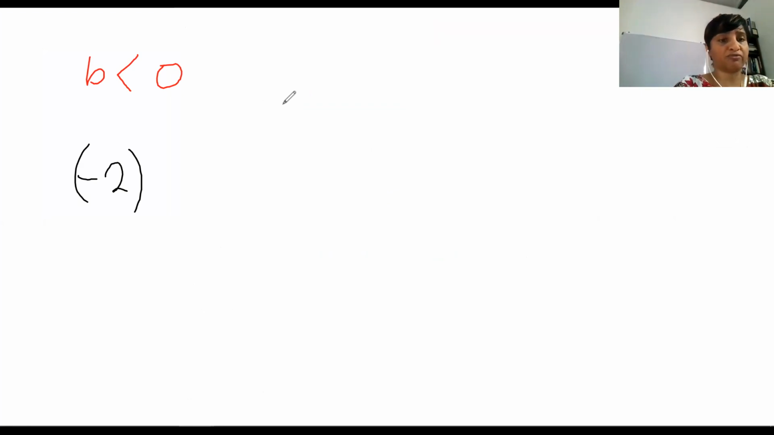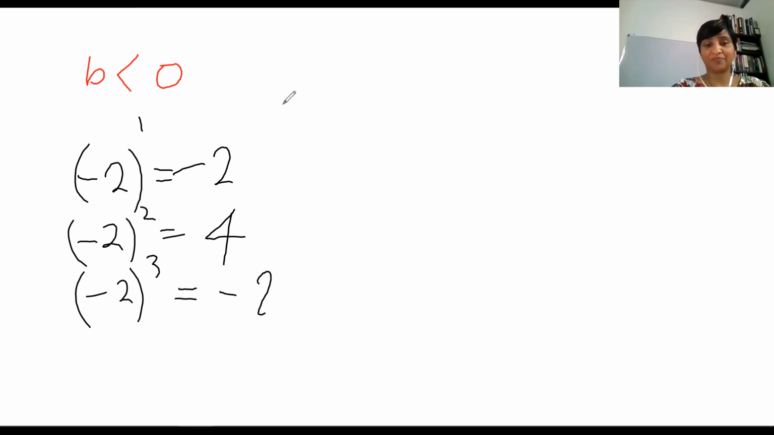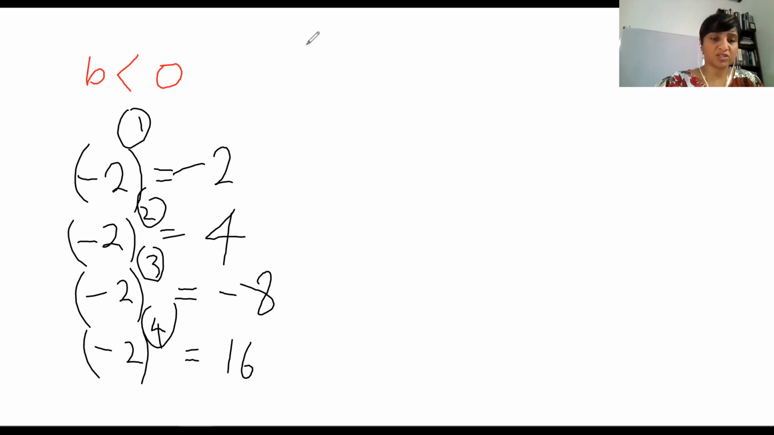Let's take whole number powers so that it's easy to compute them. -2 to the power of 1 is -2. -2 to the power of 2 is 4. -2 to the power of 3 is -8. -2 to the power of 4 is 16. You see what my point is now. Whenever the power number is even, you get a positive answer.